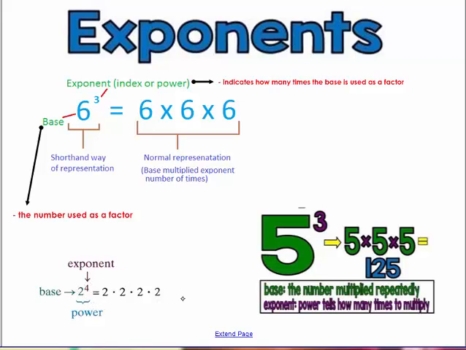It's not 8. Here's another example with the base being 5 and the exponent being 3. The little exponent 3 says multiply the base by itself 3 times. So that's the same as saying 5 times 5 times 5, which is 125. Not 5 times 3 is 15.